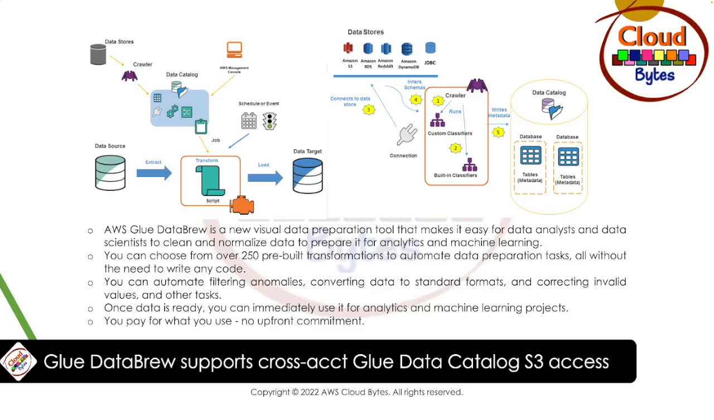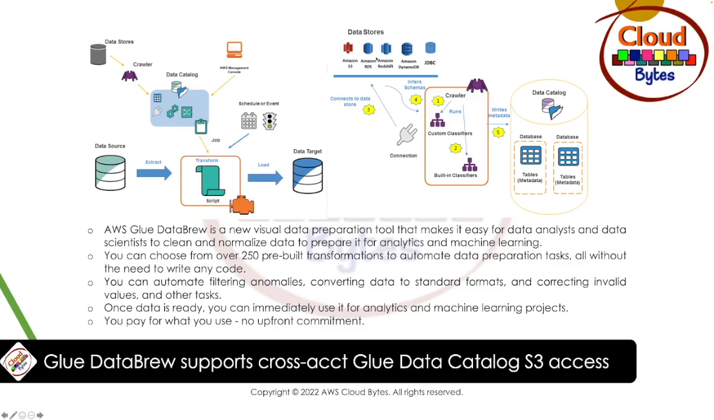You can choose from over 250 pre-built transformations to automate data preparation tasks, all without any need to write any line of code. So you can see two pictures on the top. You have one picture showing that you have a data catalog, you have data stores, there are crawlers, this is AWS Management Console, then you have a data source, primarily extract, transform, and load. So you can see the extraction is happening, transform is what this job is. So data catalog, this depiction shows there is a transformation that is happening, and then you load the transformed data that is mined out of this particular transformation into a data target.